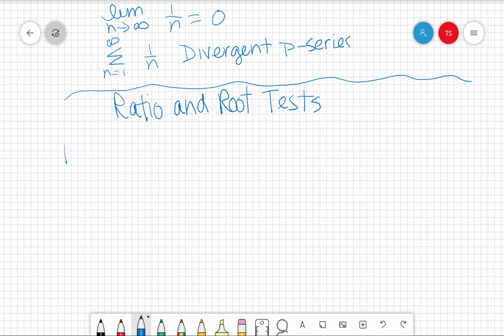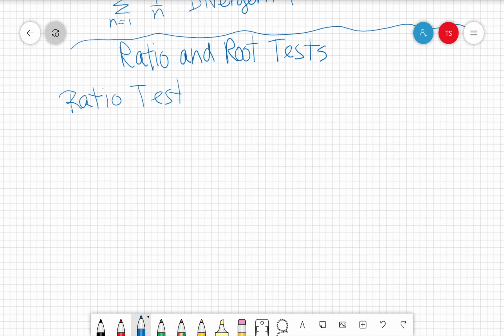So the first test that we'll look at will be the ratio test. And the ratio test tells us that for a series a sub n with non-zero terms, we have three conditions.